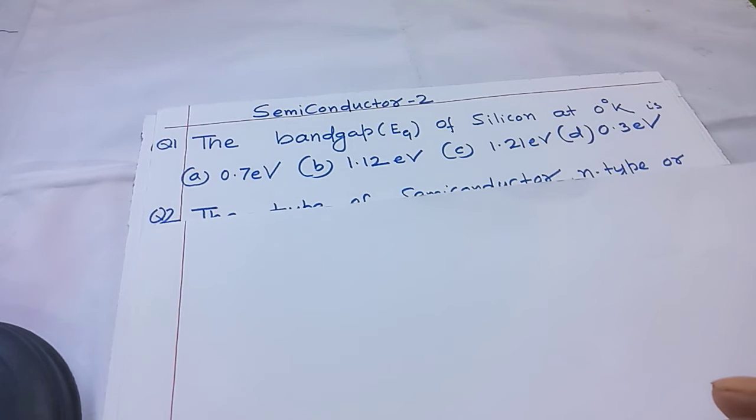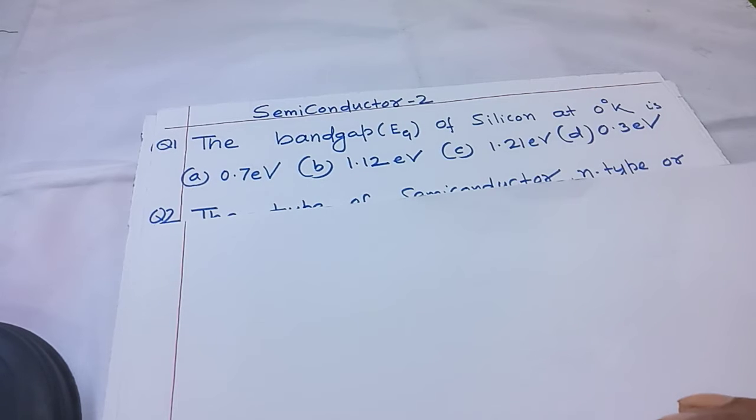First question is, the band gap of silicon at 0 degree Kelvin is 0.7 electron volt, 1.12 electron volt, 1.21 electron volt, or the last choice, 0.3 electron volt. The question is, we cannot find out the value of band gap theoretically at 0 degree Kelvin.